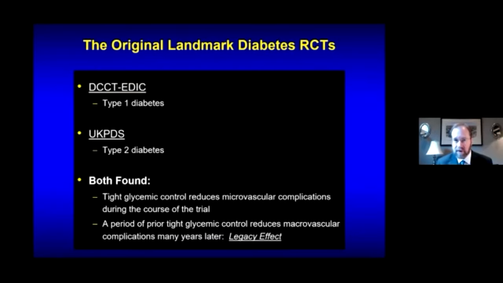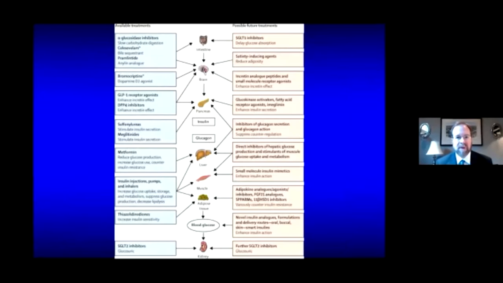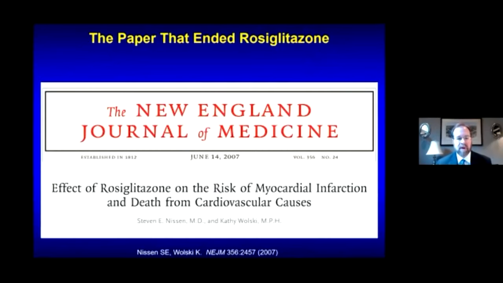And these trials laid the foundation for modern diabetology and fueled the multi-billion dollar industry of an ever-increasing plethora and distribution of glucose-lowering agents. Now, in that development, another important punctuation mark came with this paper by Dr. Steve Nissen and Kathy Wolski. Published in the New England Journal, it was a meta-analysis that seemed to show that the then diabetes medication rosiglitazone actually caused more heart attacks and strokes and single-handedly eliminated that medicine from our armamentarium.